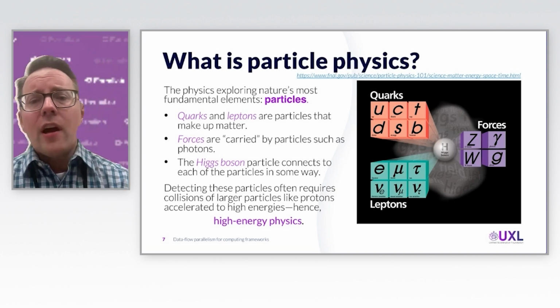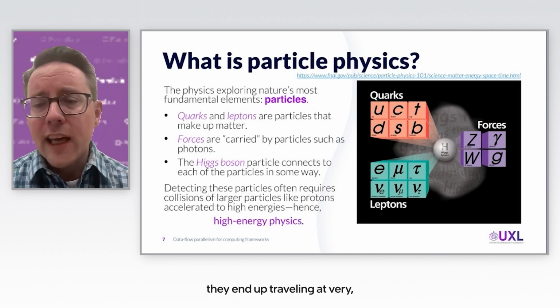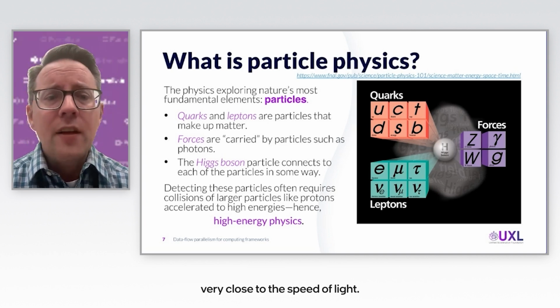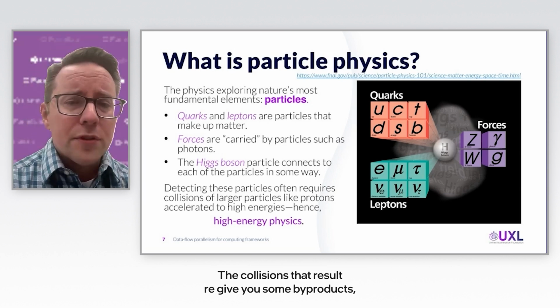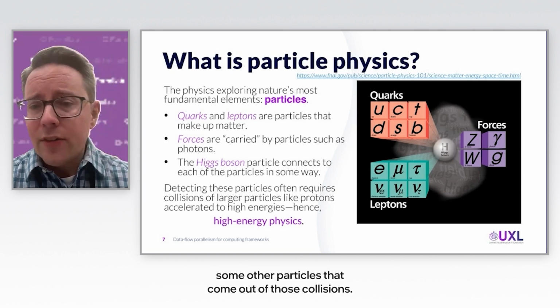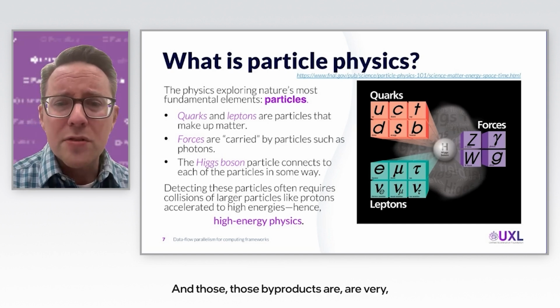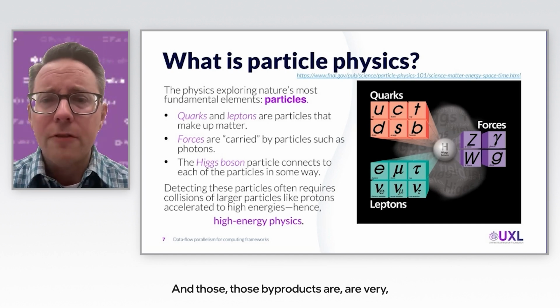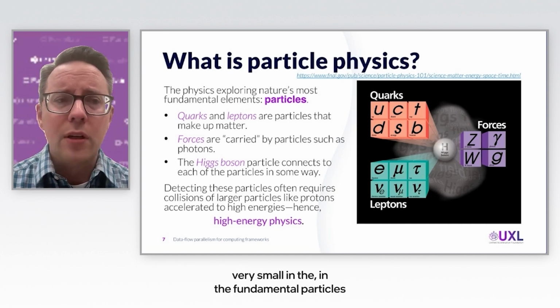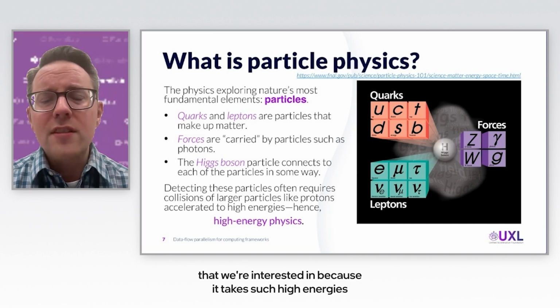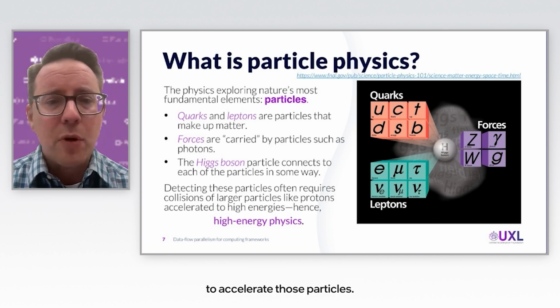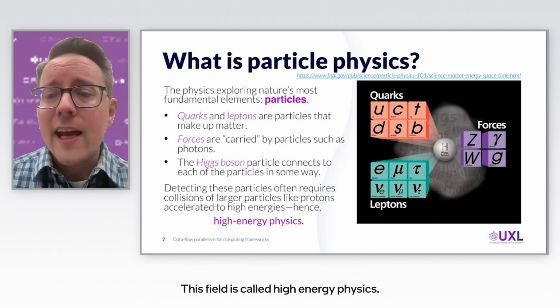When you get them to very high energies, they end up traveling at very, very close to the speed of light. The collisions that result give you some byproducts, some other particles that come out of those collisions, and those byproducts are very, very small, the fundamental particles that we're interested in. Because it takes such high energies to accelerate those particles, this field is called high energy physics.